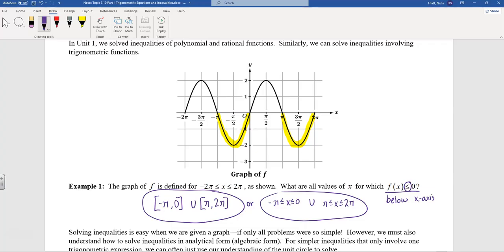So it doesn't matter what graph they give us. It doesn't have to be a trig graph. It could be an exponential. It could be a log graph. It could be a polynomial. It could be a weird piecewise function that they've just given you. You're just looking for where this graph is below the x-axis. Yes?